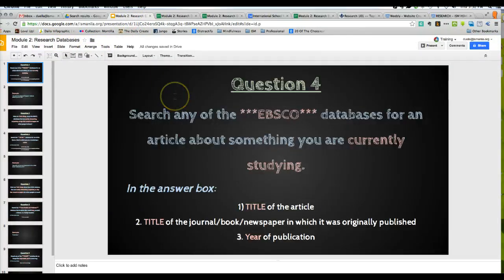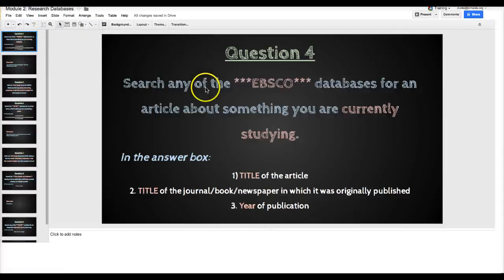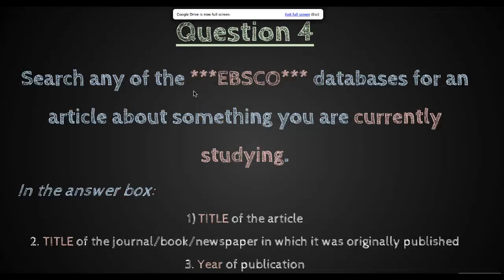Question number 4. Search any of the EBSCO databases for an article about something you are currently studying. It can be in any class, any subject, doesn't matter, but something you're currently studying. In the answer box for question number 4, you should include the title of the article, the title of the journal, book, or newspaper in which it was originally published, and the year of publication.